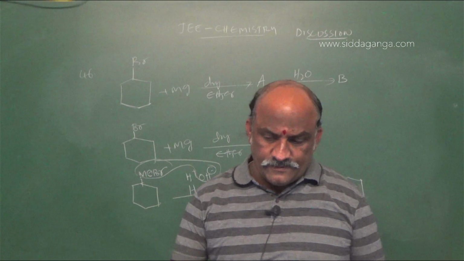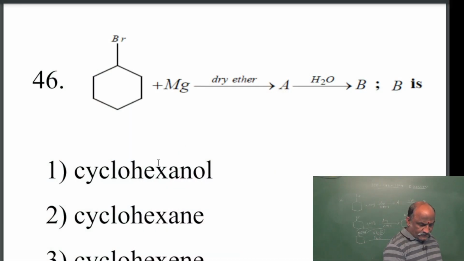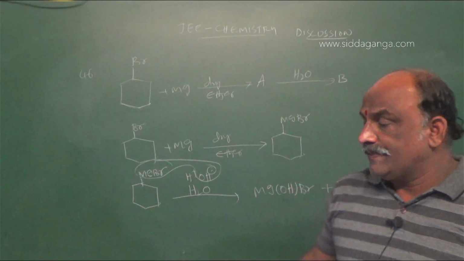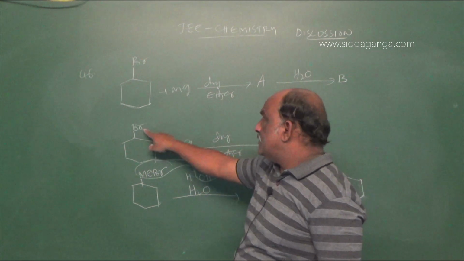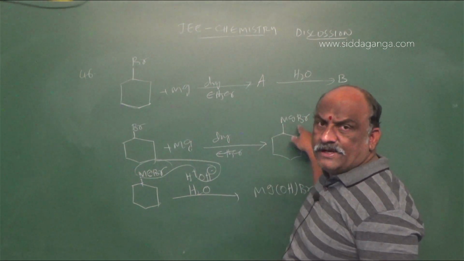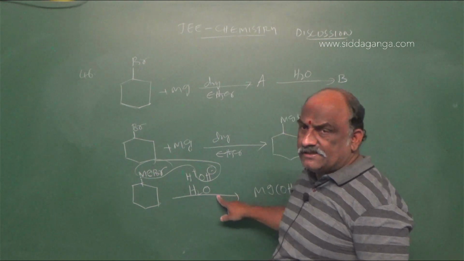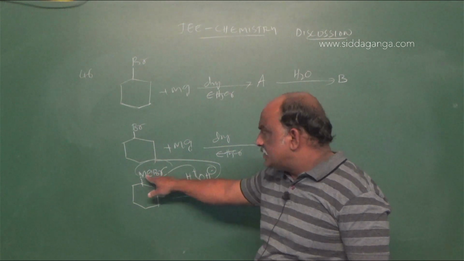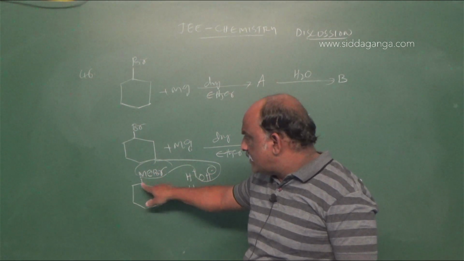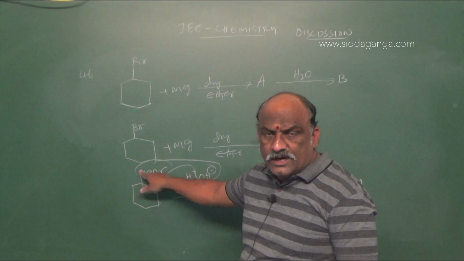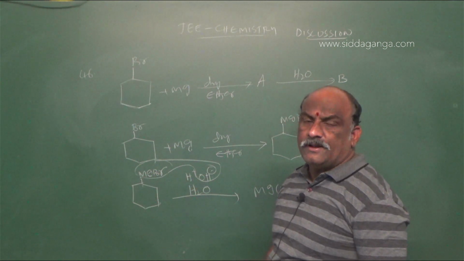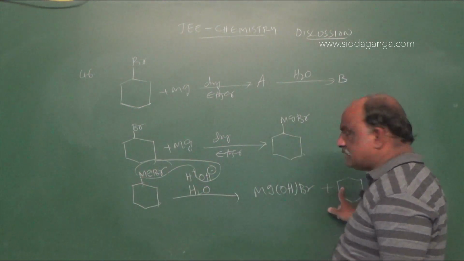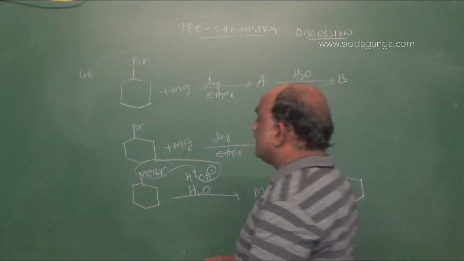Answer 46, cyclohexane, the second answer. First step, you add magnesium to get cyclohexyl magnesium bromide. Second step, hydrolysis. Remove MgBr with OH, then add H in the position of MgBr. Already it is CH, then you add one more H and it becomes CH2. So that is called cyclohexane. And next, question 47.